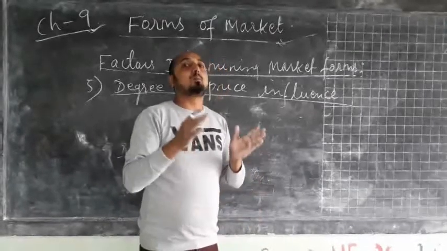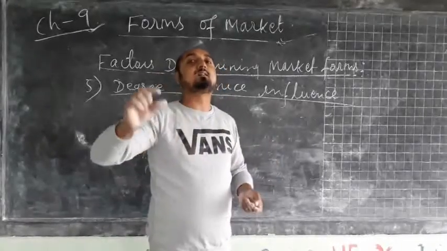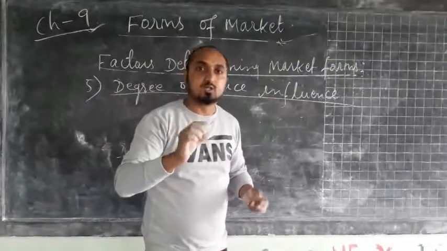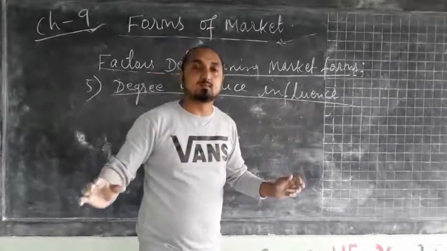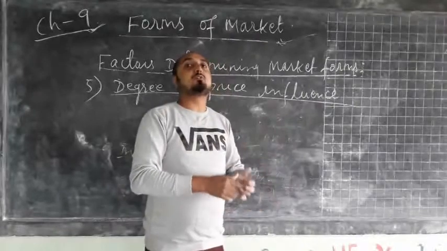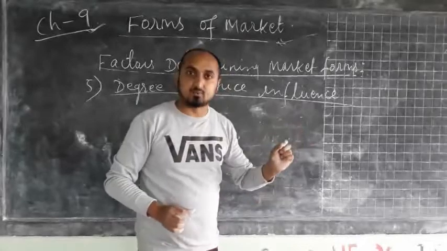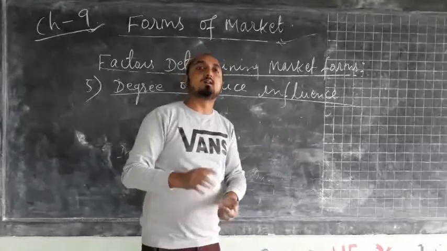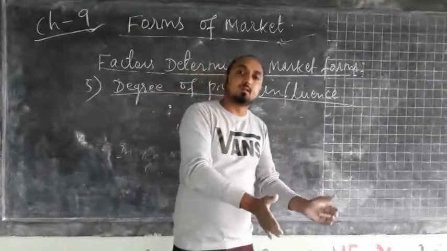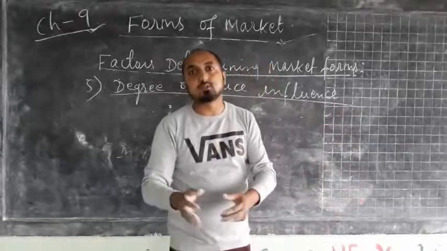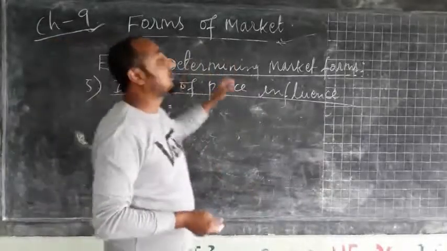But in the case of a perfectly competitive market, since the price is set by the industry, not by the firm, the power of the firms to influence the price will be negligible. The meaning is that the individual firm cannot influence the market price, because the price will be decided by the industry. Whereas in the case of a monopoly market, since the number of producers or sellers is one, he himself is the firm and the industry, so he has more power to influence the price. So this is also one of the factors determining the market forms.